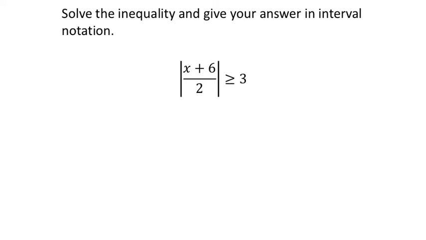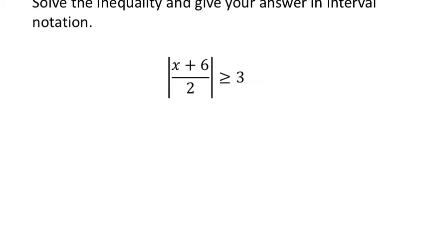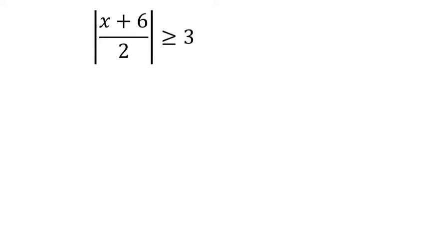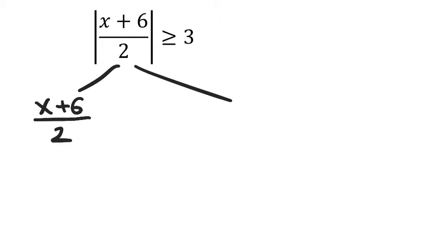So this one also, just like the last one, it's eating the absolute value. And so when we split this up, it should end up being an OR statement again. So this one, the inside of the absolute value, right? We got x plus 6 divided by 2. And I'm just going to compare this with just positive 3.